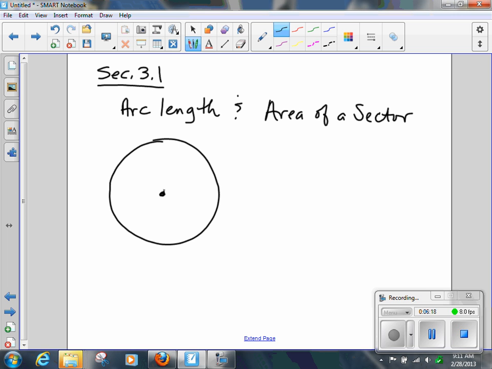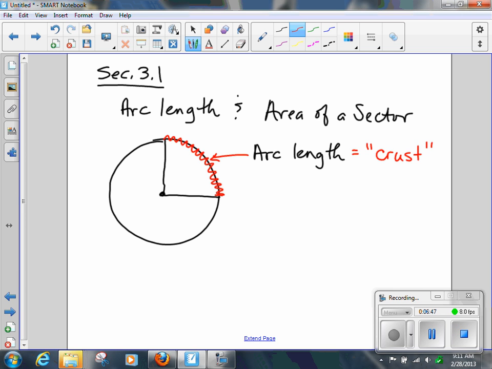When is that? 3/14. Okay, kind of gets us ready because we are dealing with pi. P-I-E, pi. Okay? When I think of arcs and how we find arc length, I think of the crust of a pie. To me, that's what the arc is. That's how I can find arc length.